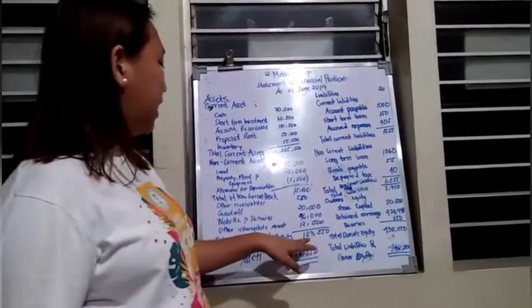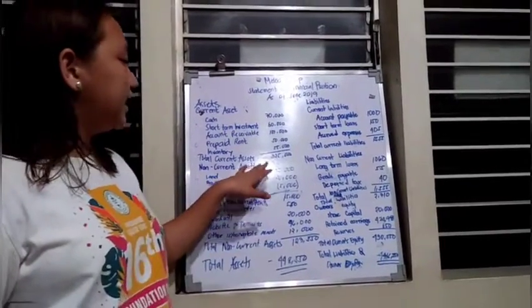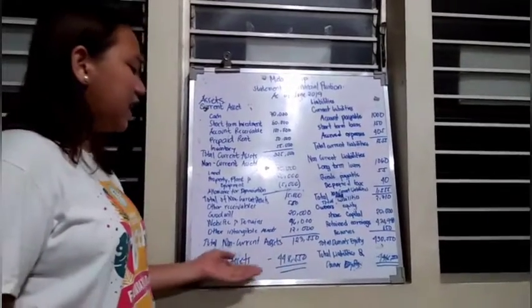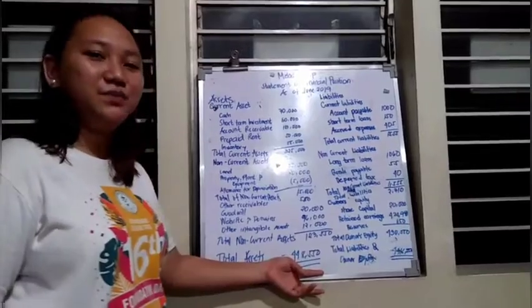So we need to add the total of the current assets and the non-current assets. So I arrive with the total assets of 448,550.